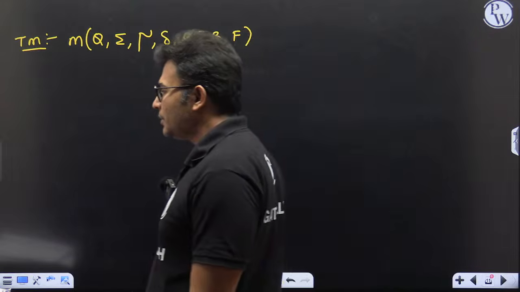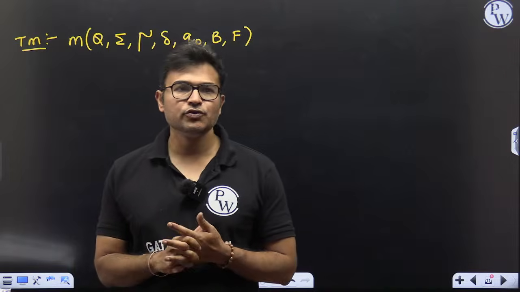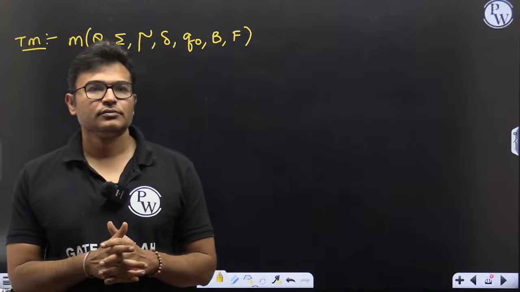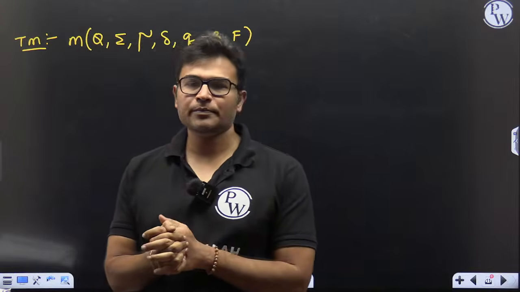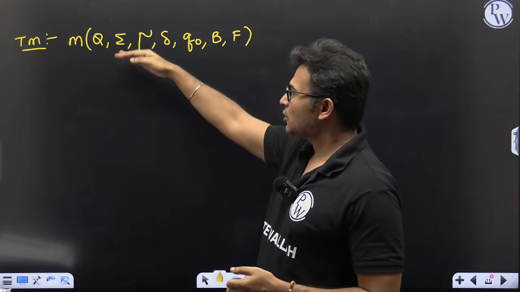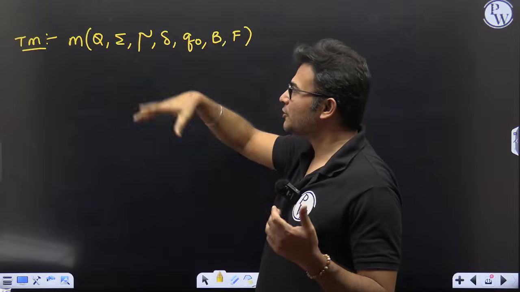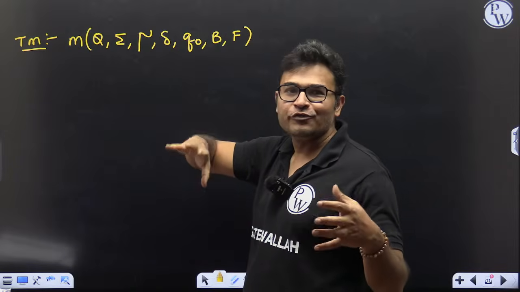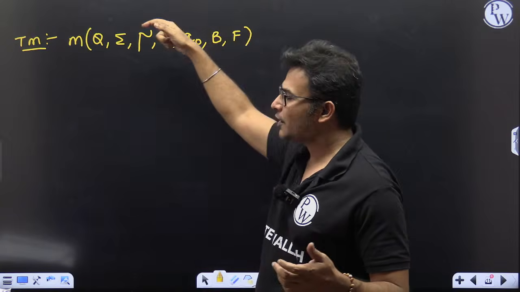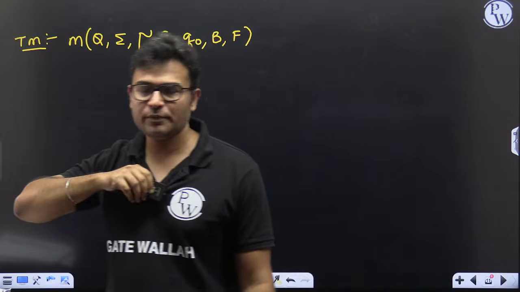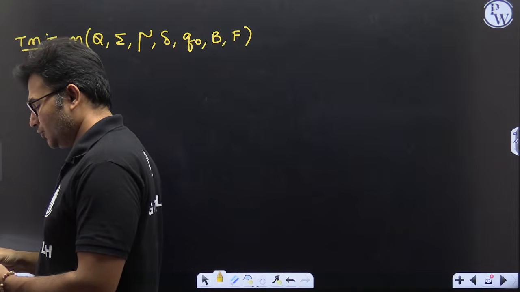Now I'll give you 3 minutes of time. Yeah, Mohit, my health is fine. Thank you for asking. Write down what all of these are on a paper and post it in the Telegram channel. If you can guess all of this, it means that you are done with 50% of Turing machines, right?